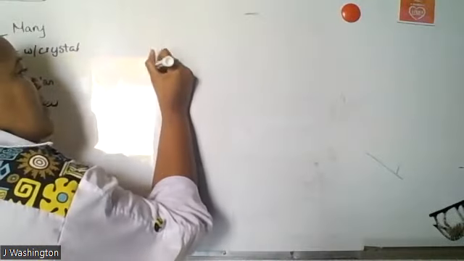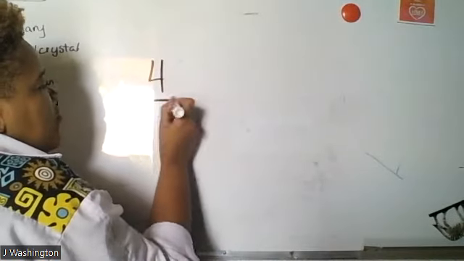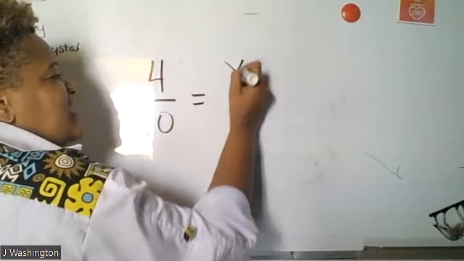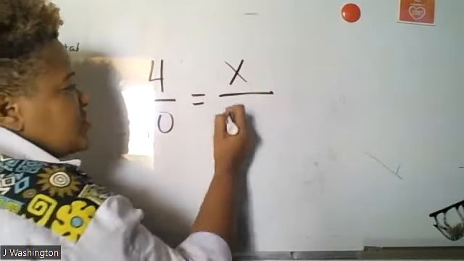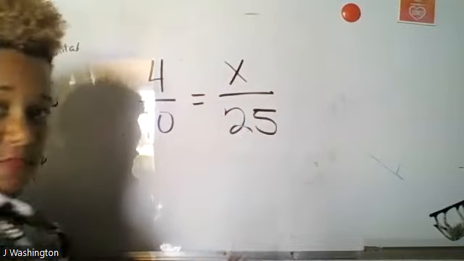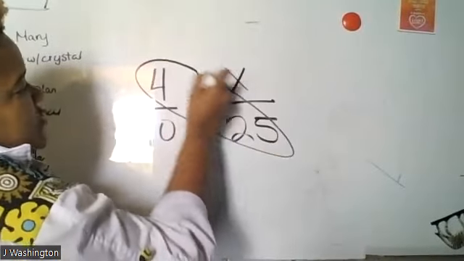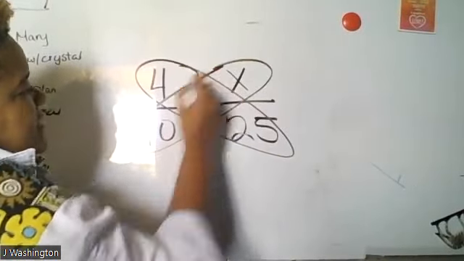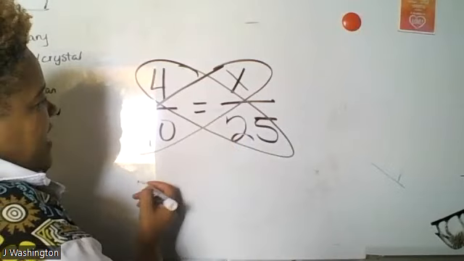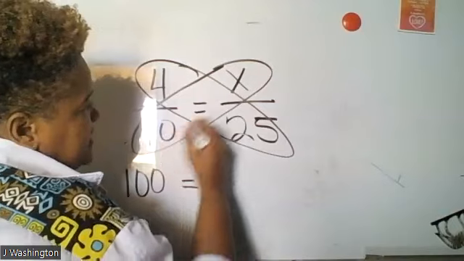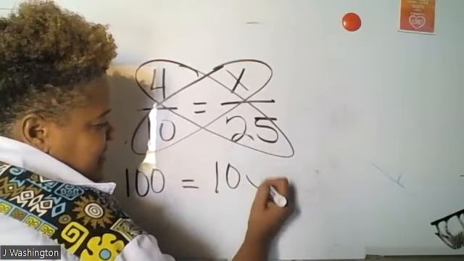Let's go. 4 over 10 equals x over 25. Got it? Let's go ahead and set up our cross multiplication. 4 times 25 is 100. 10 times x is 10x.